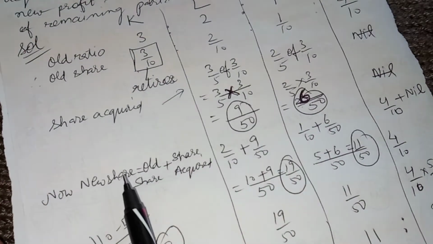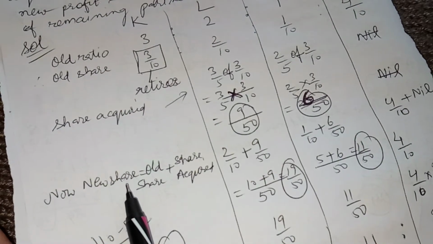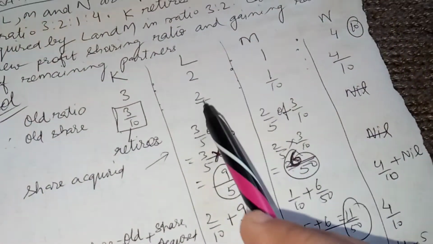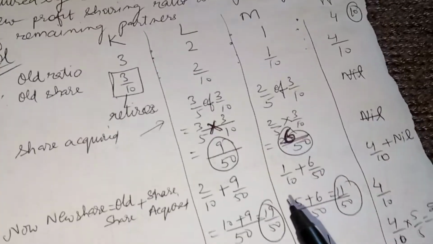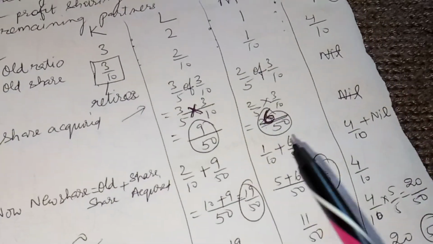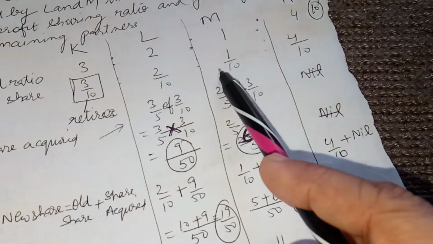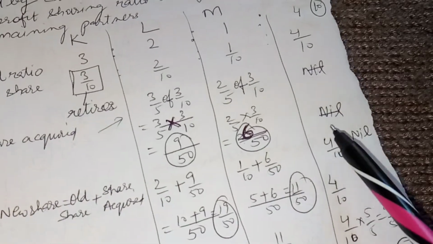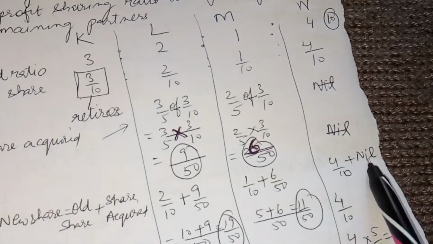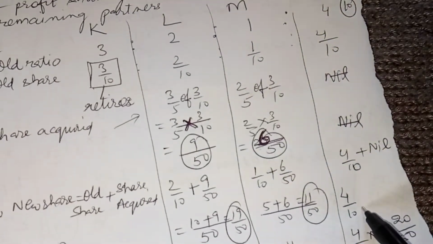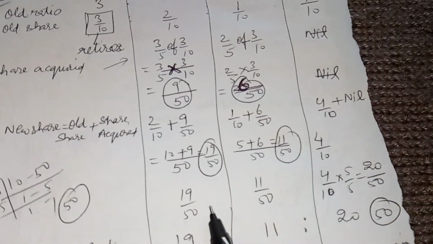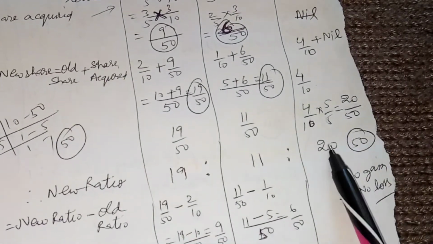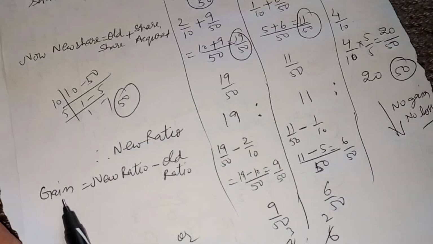So the new share of the partners will be old share plus the share acquired. Now old share was 2 by 10 plus share acquired 9 by 50 comes up to be 19 by 50. And here 1 by 10 plus share acquired 6 by 50 comes out to be 11 by 50. And N's share will be 4 by 10, old share plus new share is nil, he did not acquire anything, so it comes out to be 4 by 10. Now equalize the denominators, we will get 19 is to 11 is to 20, that means the total comes out to be 50.